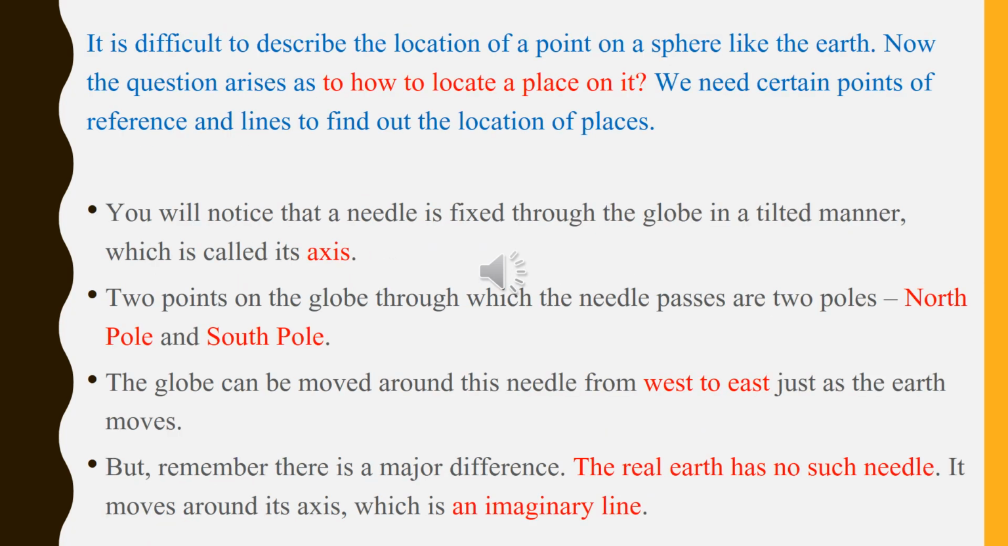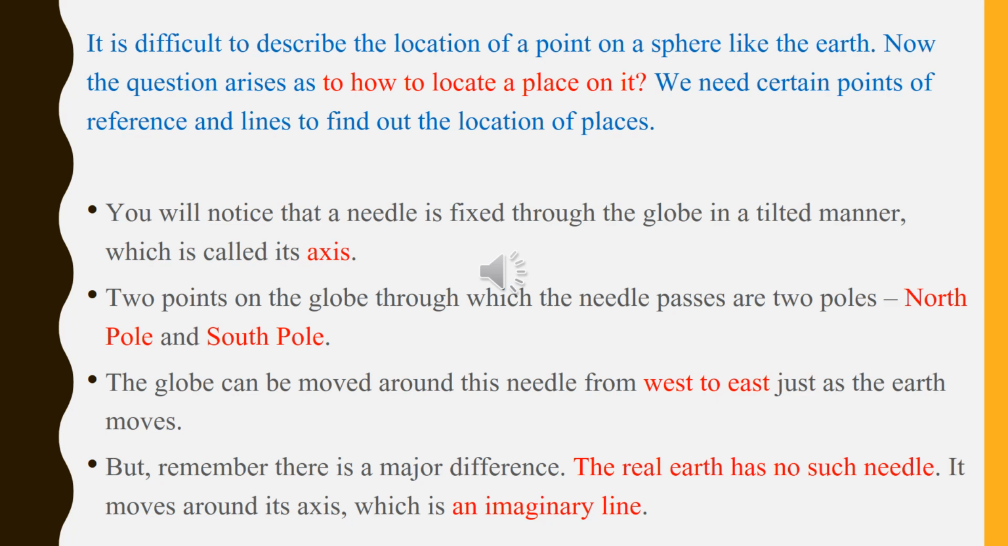It is difficult to describe the location of a point on a sphere like the Earth. Now the question arises as to how to locate a place on it. We need certain points of reference and lines to find out the location of places. First point, you will notice that a needle is fixed through the globe in a tilted manner, which is called its axis.